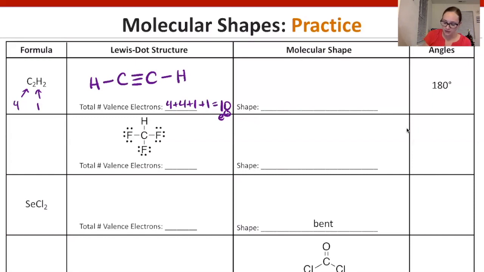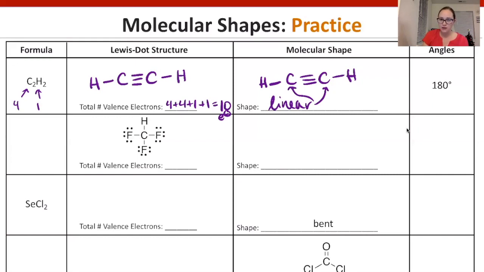And then we need to look at the molecular shape for this molecule. Our molecular shape drawn in 3D is actually just going to be the same thing because these are all linear. So both carbons for this molecule are linear. The angle is 180 degrees.